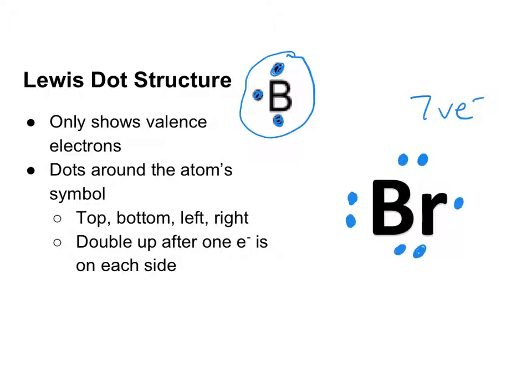Here I can see 7 total valence electrons, and notice how 3 of the sides are paired up, whereas 1 side is just a single. That essentially tells me this bromine has 1 potential bonding site.